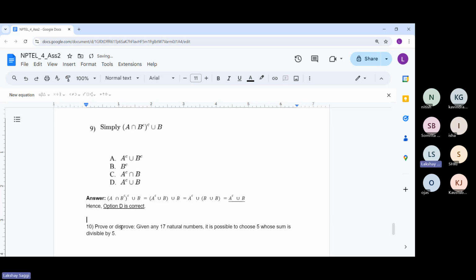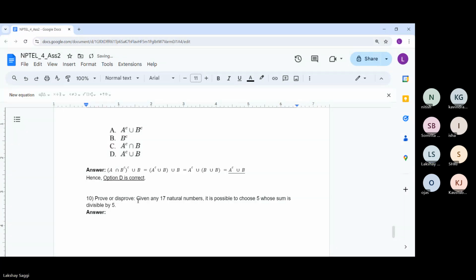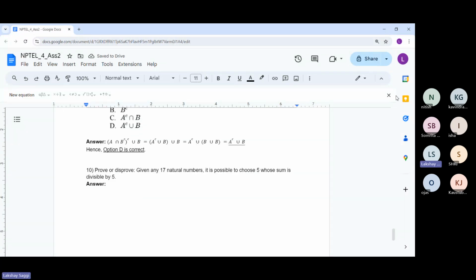Okay. Now we move on to the last question for the day, and this is somewhat of a challenging question. I hope you guys will enjoy this one. So, one of the more challenging questions of today.